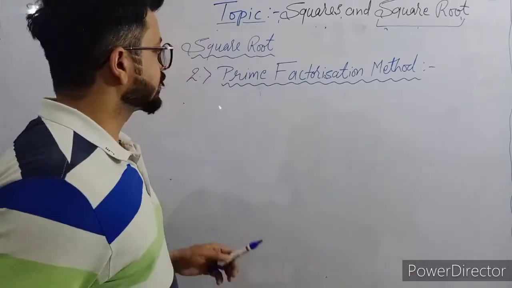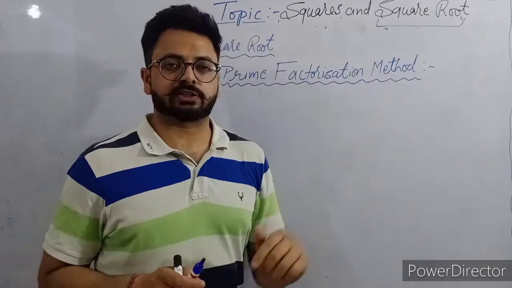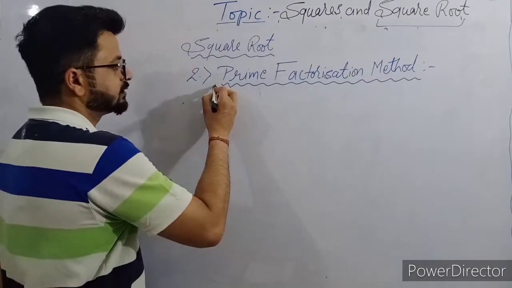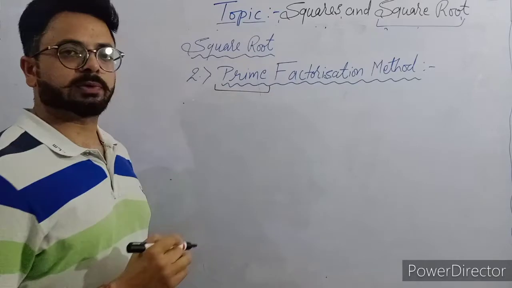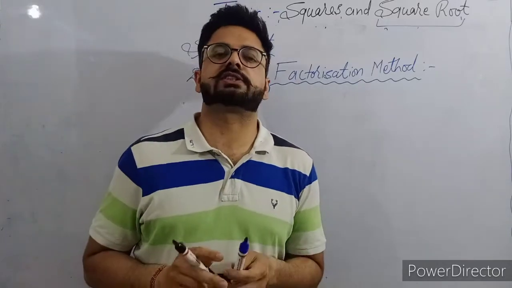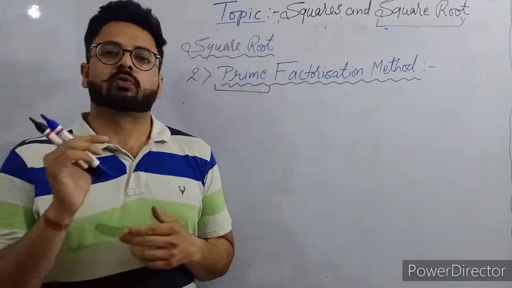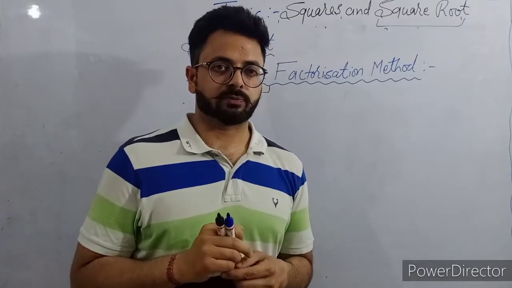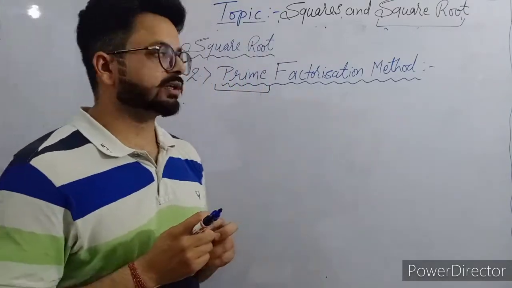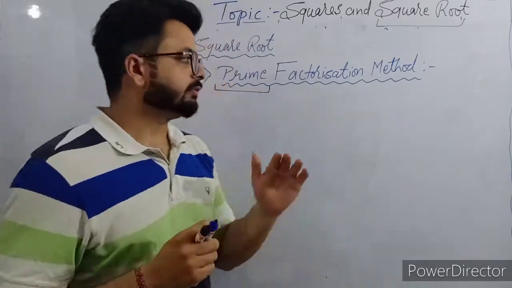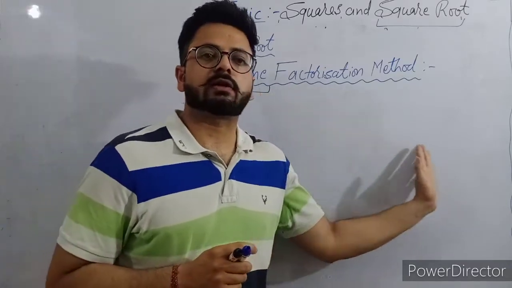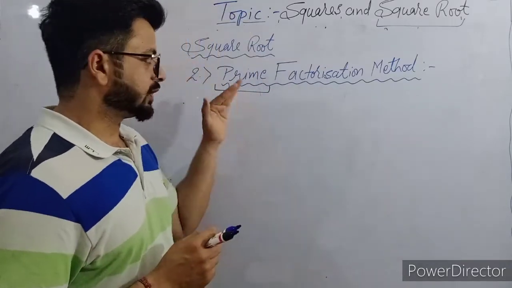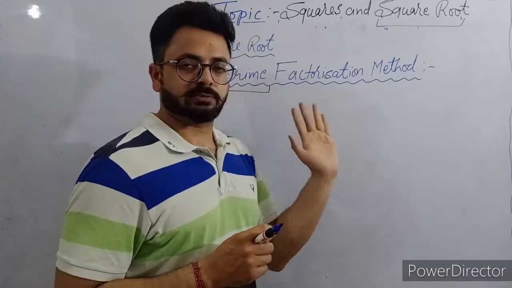So now I'm coming to the prime factorization method. First I'm telling you about prime numbers: the numbers which are divisible by 1 and itself only, those numbers we call prime numbers. And factorization means we are writing in the factors. So what is the prime factorization method?